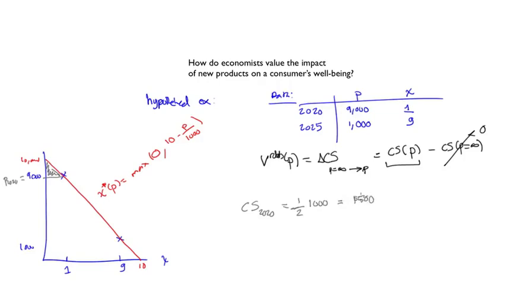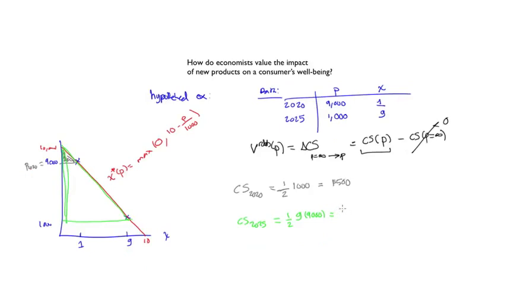Now, what is the consumer surplus in 2025 when the price has gone down? Well, you should be aware by now, given all that we have learned, that it is basically that triangle. And that is going to be 1/2 times 9, which is that distance, times 9,000. And that is going to be equal to 40,500. So notice that the surplus is $40,000 higher when the price is 1,000 than when it is 9,000.